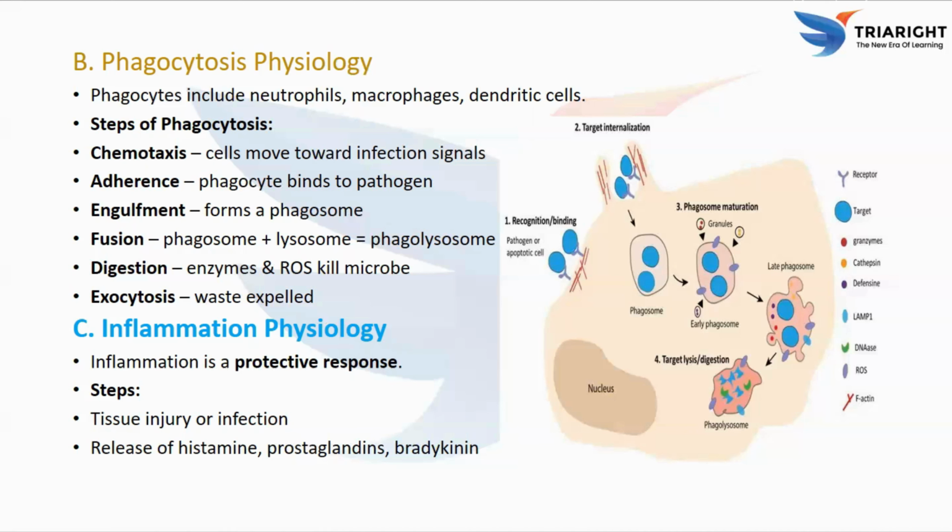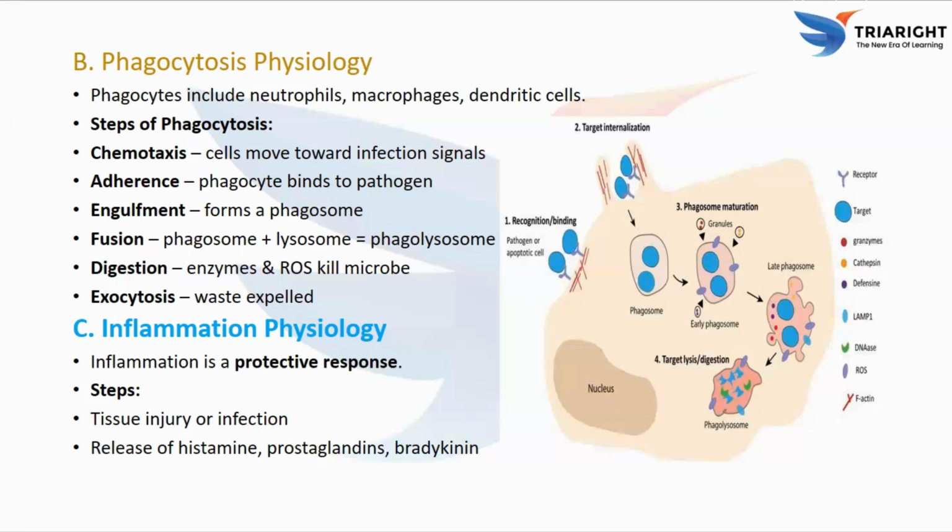The second step is adherence, catching the enemy. The phagocyte attaches to the microbe surface. This attachment is strengthened by opsonins, the antibodies or complement proteins which coat the microbe. The third step is engulfment, swallowing the enemy. The cell membrane extends around the microbe, forming a bubble-like sac called a phagosome. This is like wrapping the microbe inside a sealed bag.